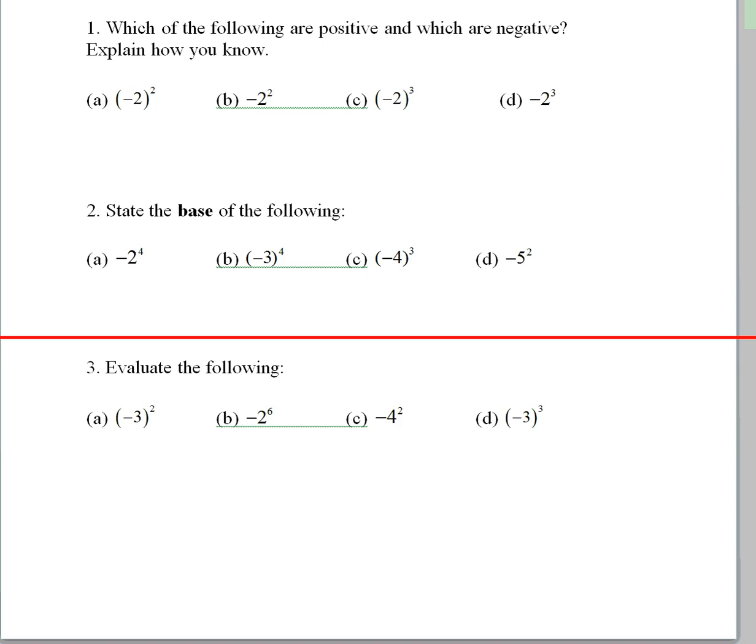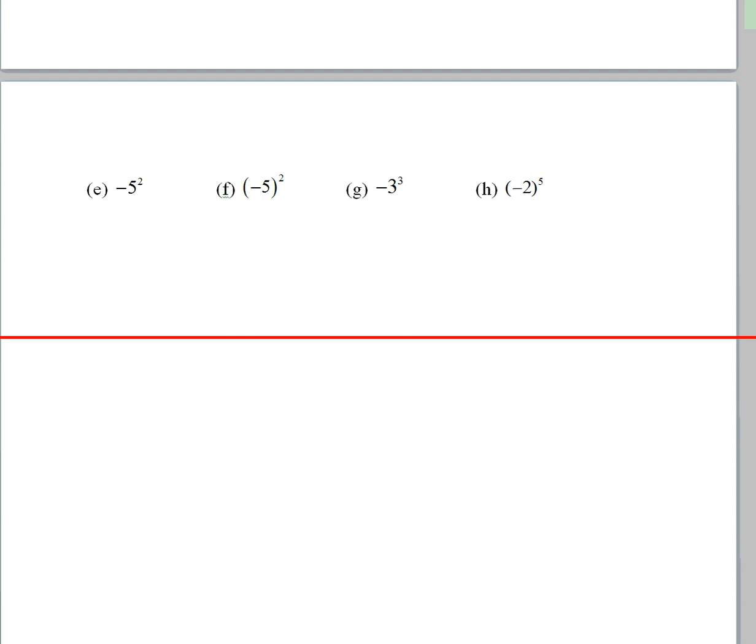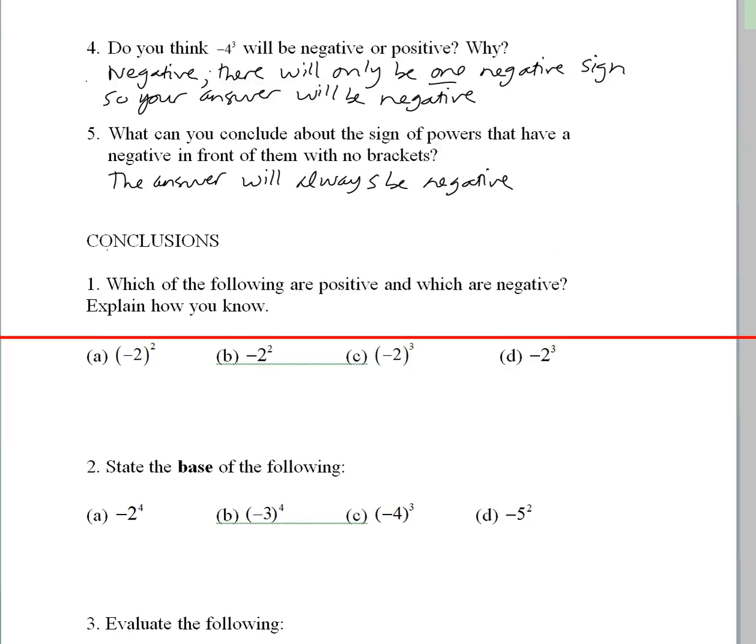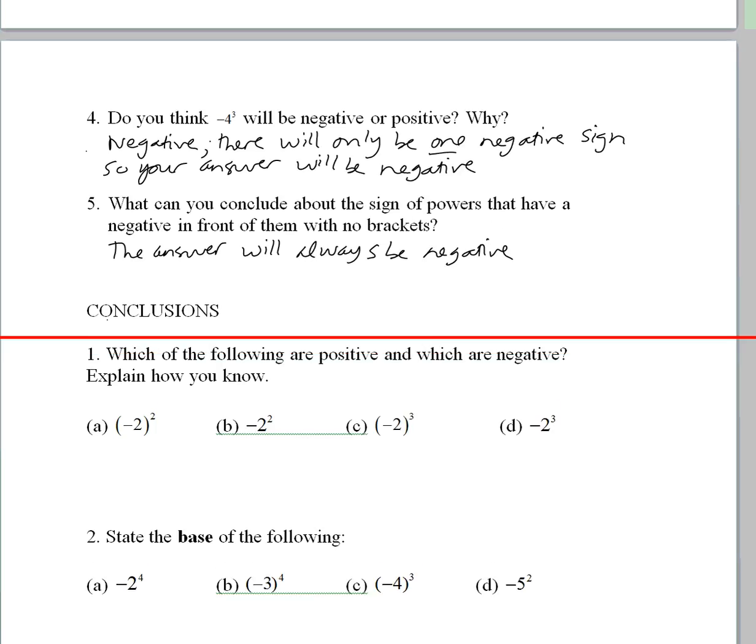So then what about predicting negative 4 to the 3? What about that one without brackets? Again, there's only one negative sign, so your answer will be negative. So it says, what can you conclude about powers that have a negative with no bracket? Well, any power that has a negative in front with no bracket will always be negative. And the reason for that is the negative sign does not repeat, therefore there will only be one negative, therefore your answer will always be negative.